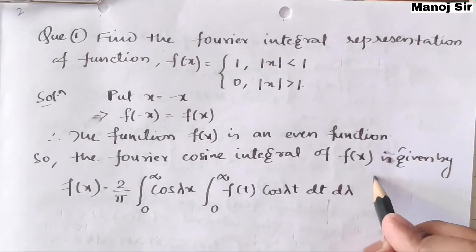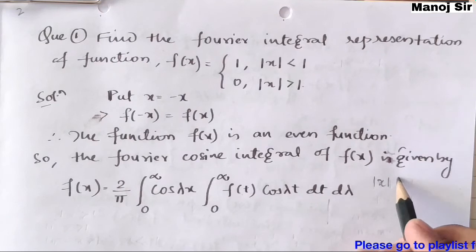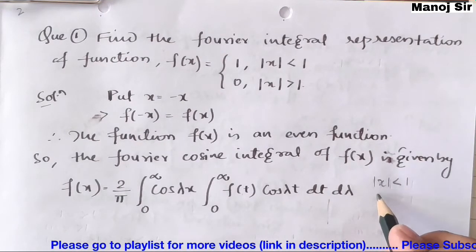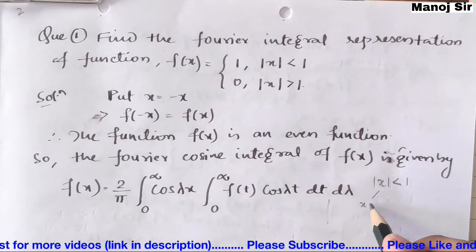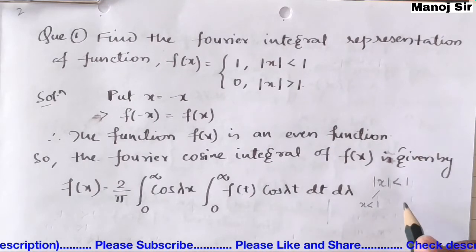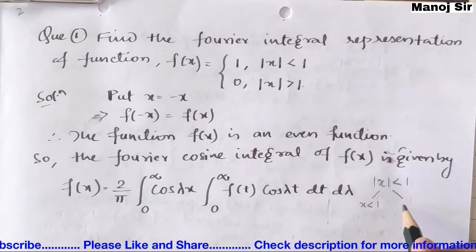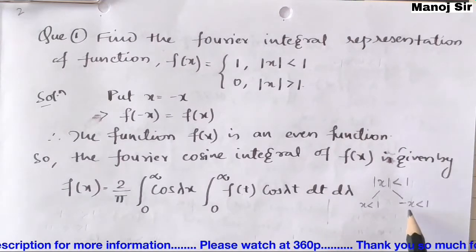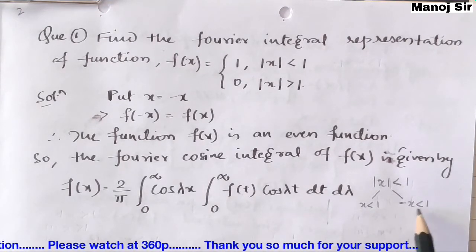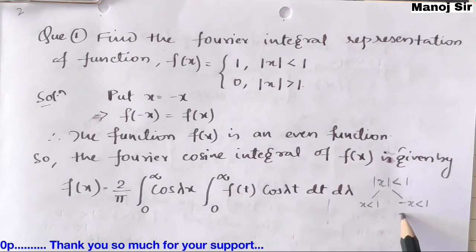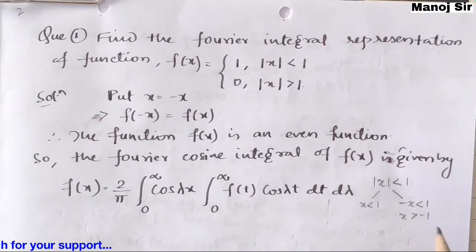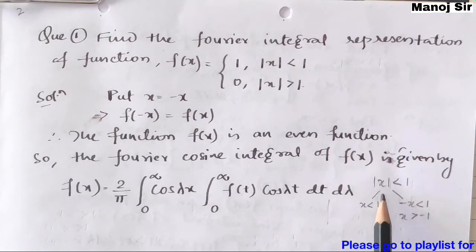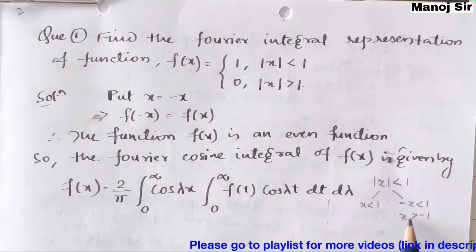Let's say mod of x is less than 1. It means x may be positive or negative. If x is positive, then x is less than 1, or if x is negative, that is minus x less than 1, now multiply negative on both sides, this will become x greater than minus 1. So from here you can say x is less than 1 and x is greater than minus 1.